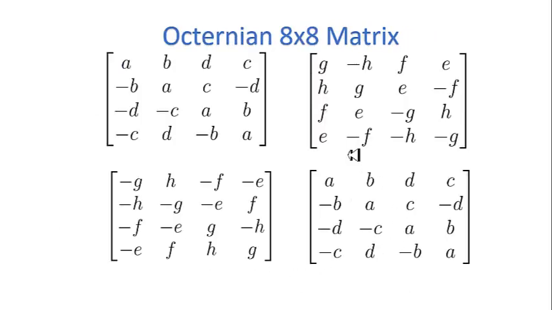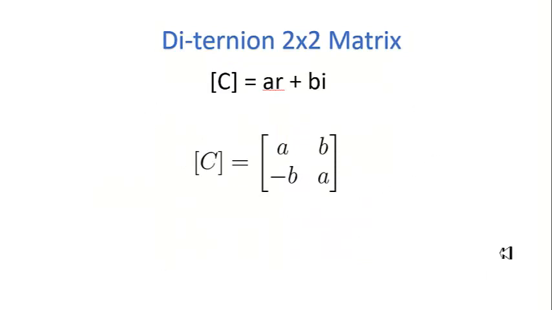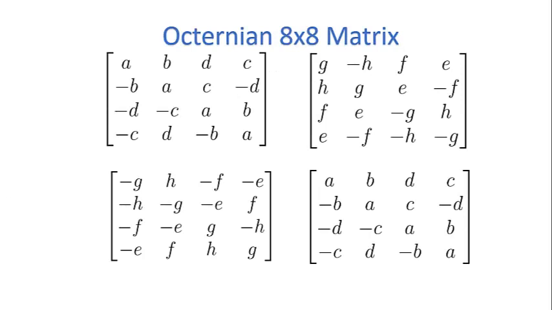And so that is the case for the octernion, that is the case for the quaternion, and that is also the case for the original complex number. I found this very interesting, actually, and I think that this has sort of profound meaning, at least it does to me.